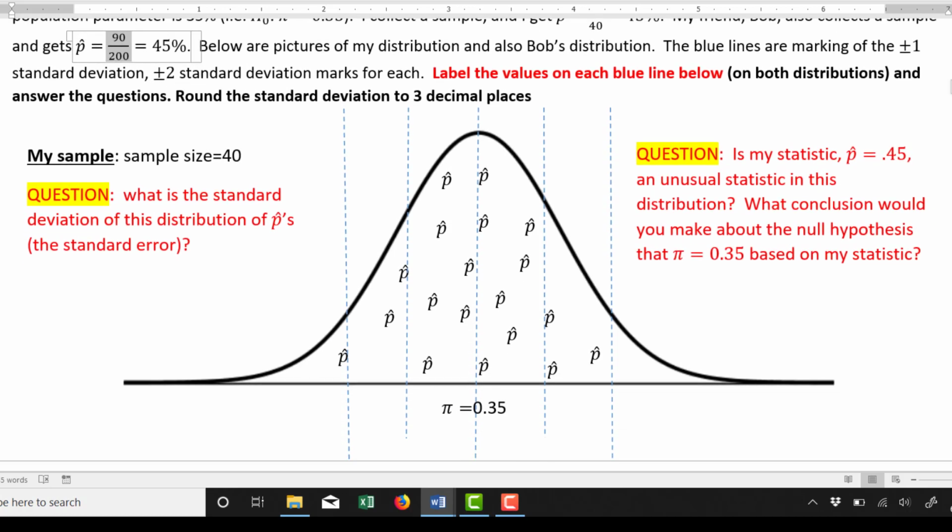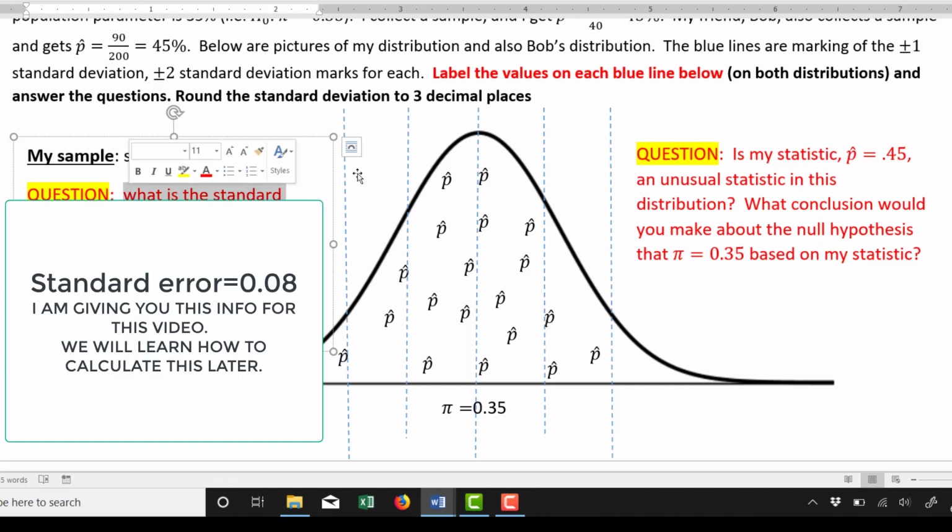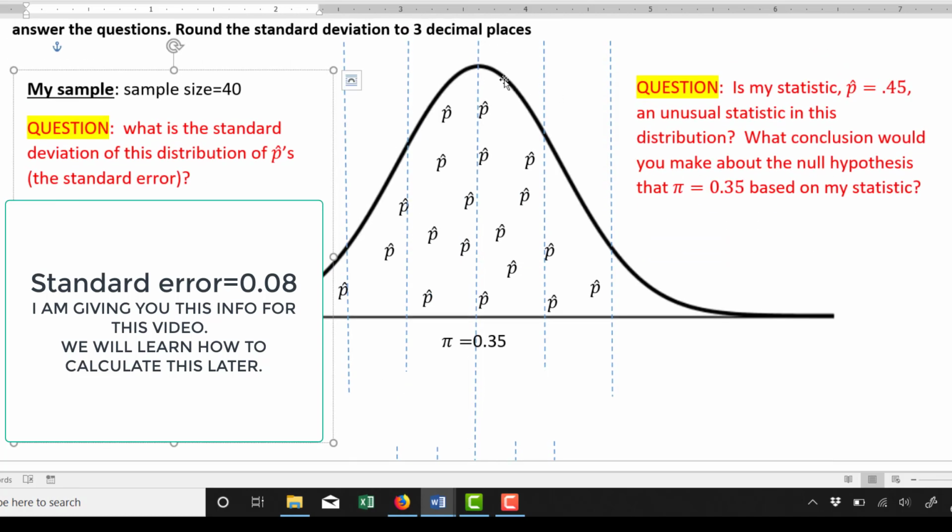Okay, so let's start with mine. My sample size, remember, was 40, and the question is, what is the standard deviation of this distribution of p hats? This is the null distribution, the distribution of sample statistics, the distribution of p hats. We know that it is bell-shaped. We know that it will be centered at the value of the parameter from the null hypothesis, which is pi equals 0.35. The distance between each of these vertical lines is 0.08. The standard deviation of the null distribution is 0.08.